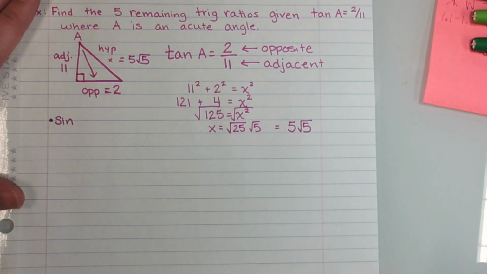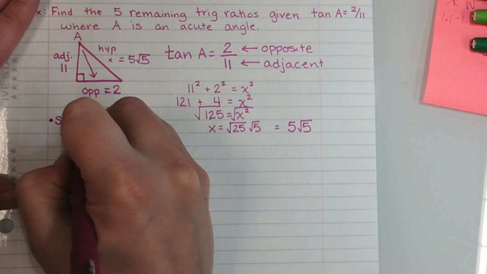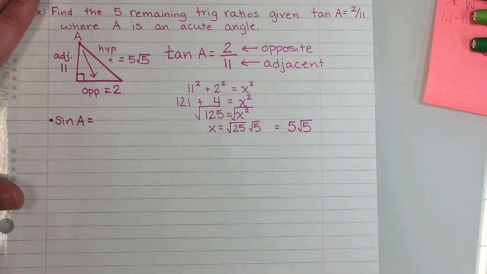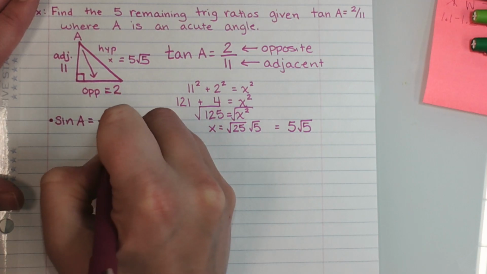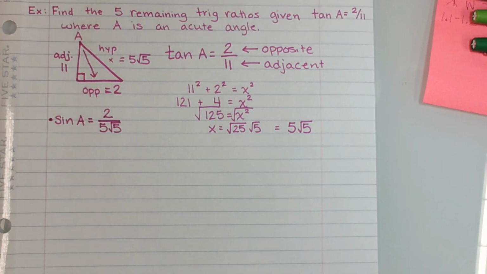Sine of A this time equals opposite 2 over hypotenuse, 5 square root of 5. Can I simplify that fraction? Yes, because you cannot leave square roots in the denominator. How do I get the square root of 5 out of the bottom of the fraction?